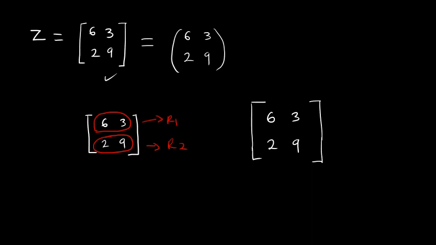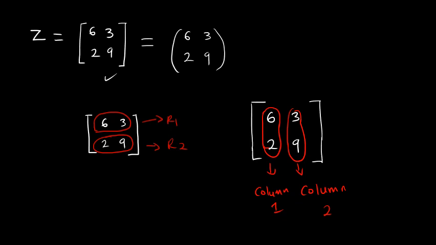Let's look at the numbers that have been arranged vertically. In this case, this is a vertical arrangement over here, and this is also a vertical arrangement. So this is called column 1, and this will be column 2. So you see that the numbers have been arranged into rows and then columns. That's what a matrix is.